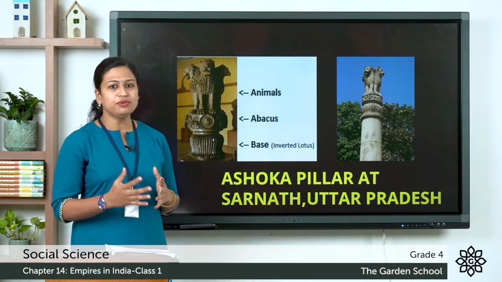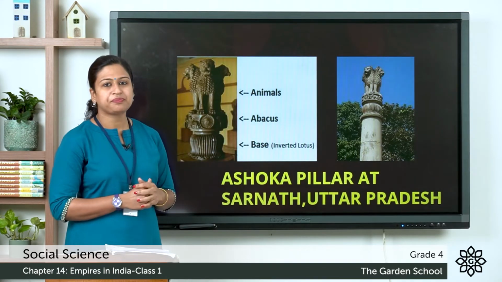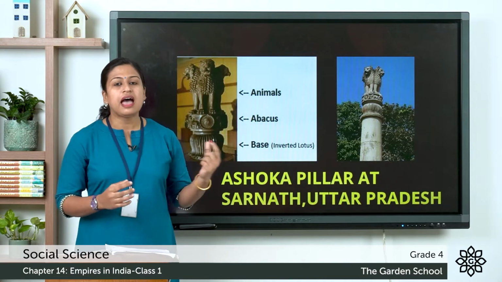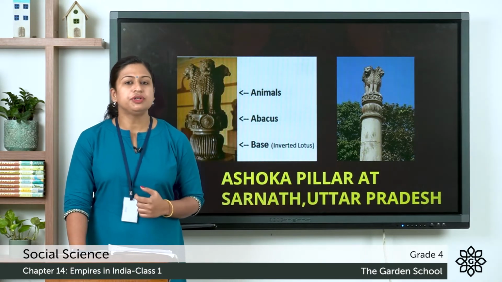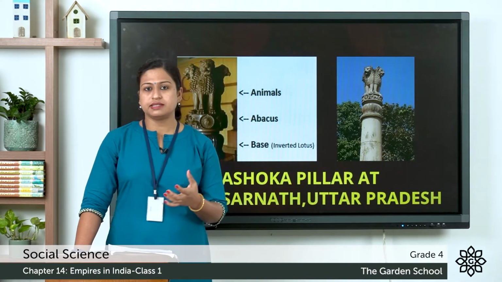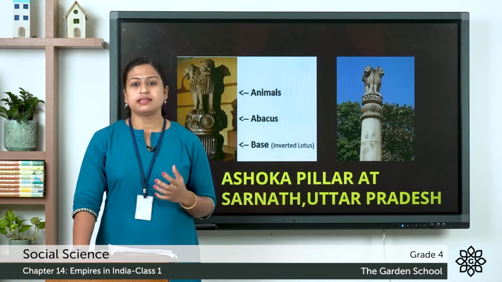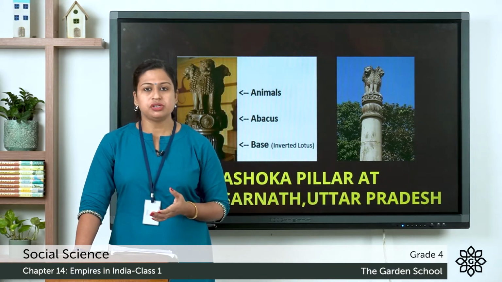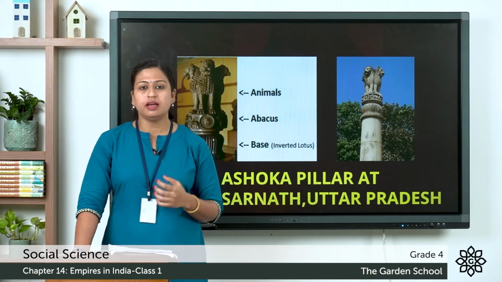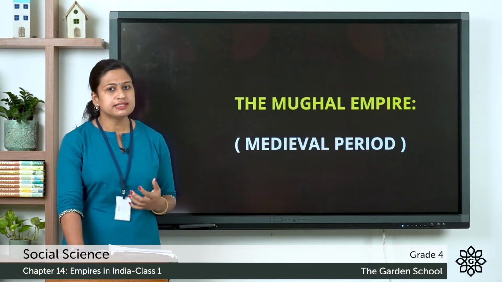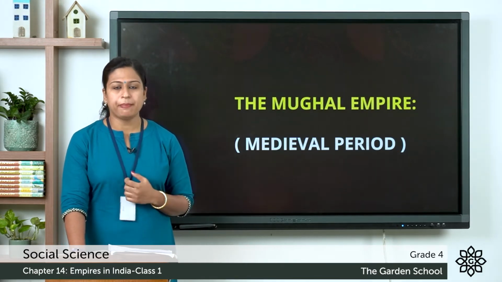Now kids, have you seen this symbol anywhere? All coins and currency notes of India have this symbol. And kids, do you know a graphical representation of this lion capital of Ashoka was adopted as the official national emblem of India in the year 1950. So this was about the Mauryan Empire.